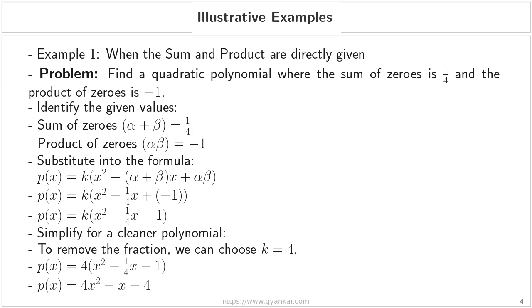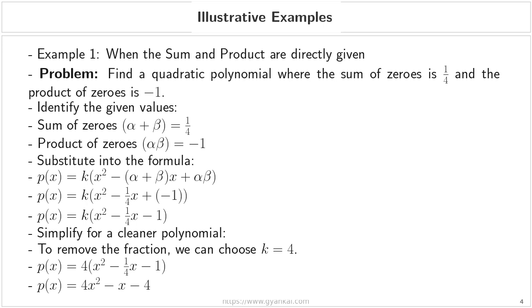At this stage, you might notice a fraction in our expression. While this is mathematically correct, we usually prefer a polynomial with integer coefficients. To clear that fraction, we can choose a value for our constant k. If we choose k equals 4, we multiply every term inside the parentheses by 4. This gives us p of x equals 4 times the quantity x squared minus 1/4 x minus 1.